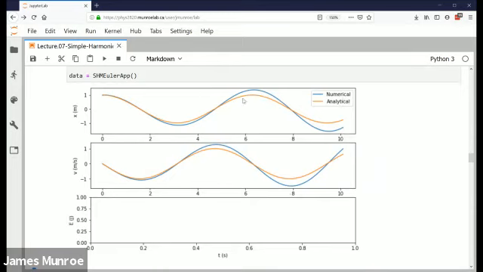You can see that there is some error. One of the things we've learned, of course, is you can reduce the error by making the time steps smaller. One other thing we can do in an oscillator is we can also look at the energy associated with an oscillator.